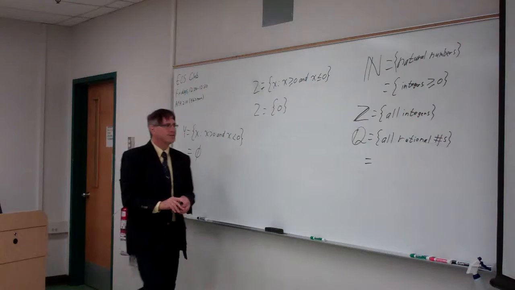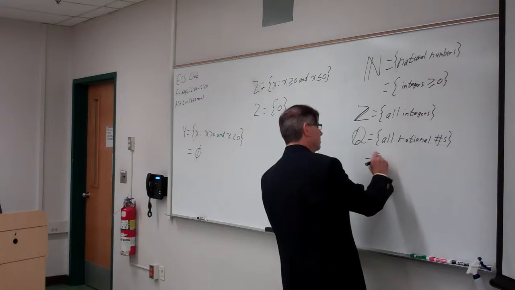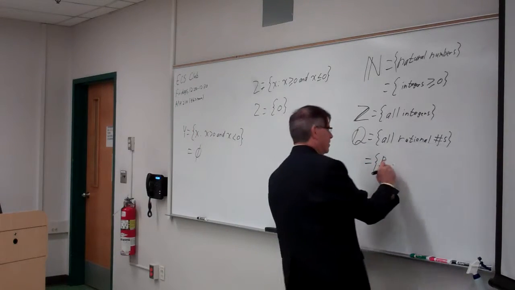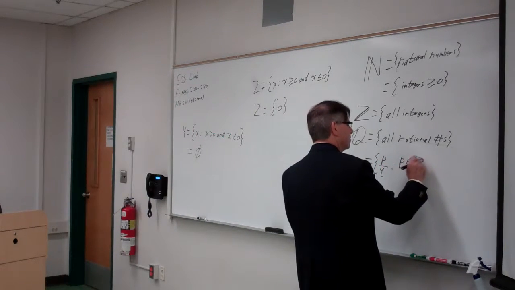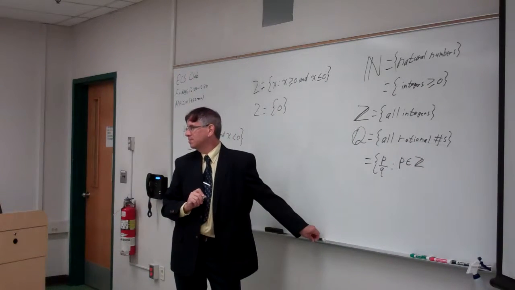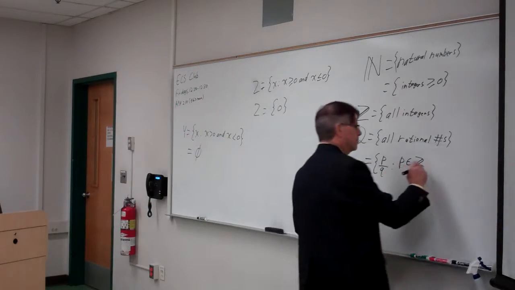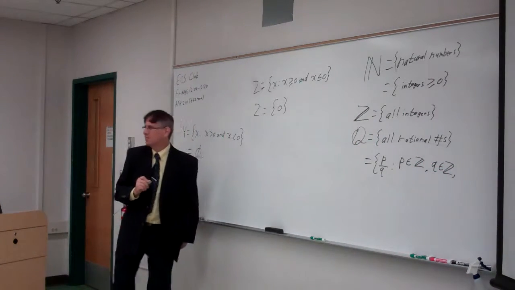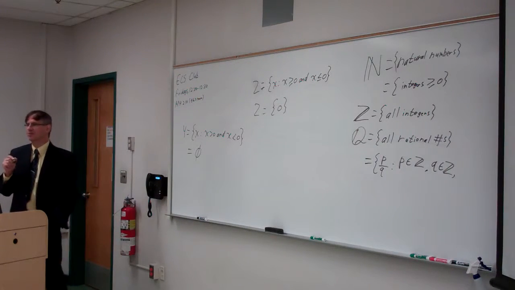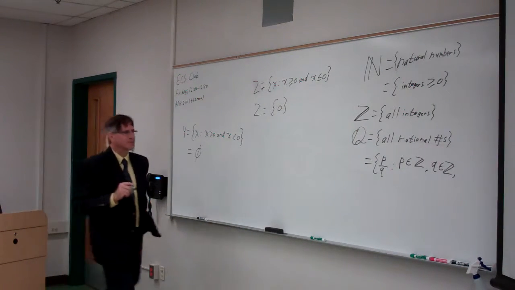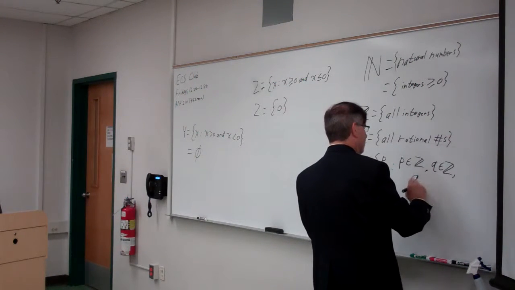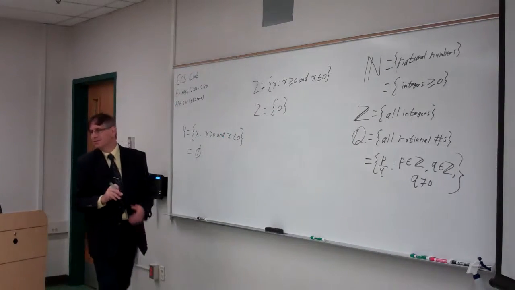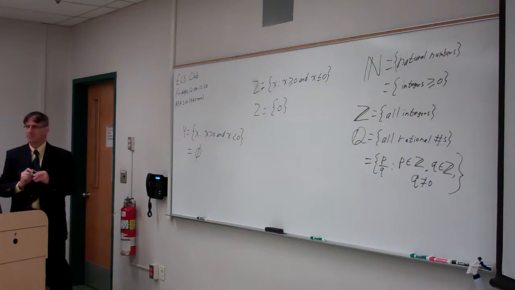So I could also write this as the set of all P over Q, such that P is an integer, P is contained in the set of integers, Q is contained in the set of integers. And I need one more requirement: Q not equal to 0. So there's a nice mathematical looking definition of rational numbers.